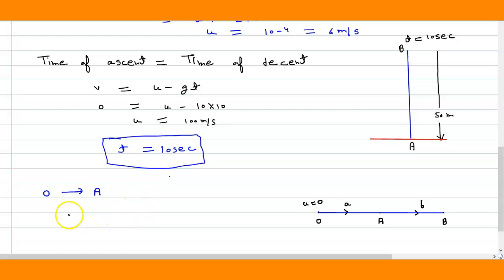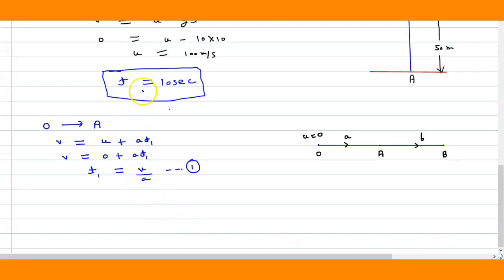First I am calculating time T1 taken by the car from O to A. We are using the first equation, V is equal to U plus AT, so V is equal to U plus A into T1. It means V is equal to 0 plus A into T1, so T1 is equal to V upon A. This is equation number 1, the time taken from O to A.